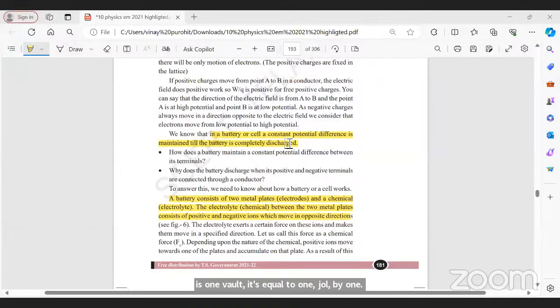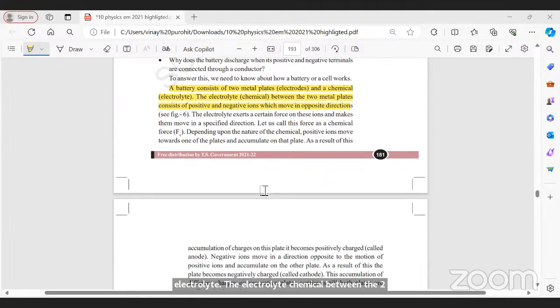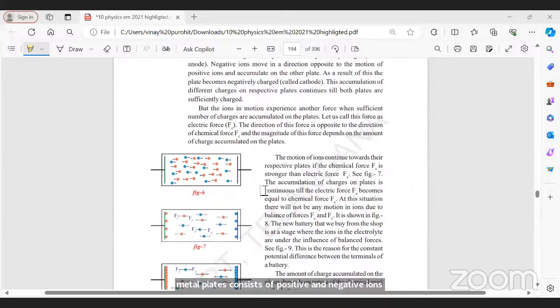In a battery or a cell, a constant potential difference is maintained till the battery is completely discharged. A battery consists of two metal plates, called electrodes, and a chemical electrolyte. The electrolyte chemical between the two metal plates consists of positive and negative ions which move in opposite directions.